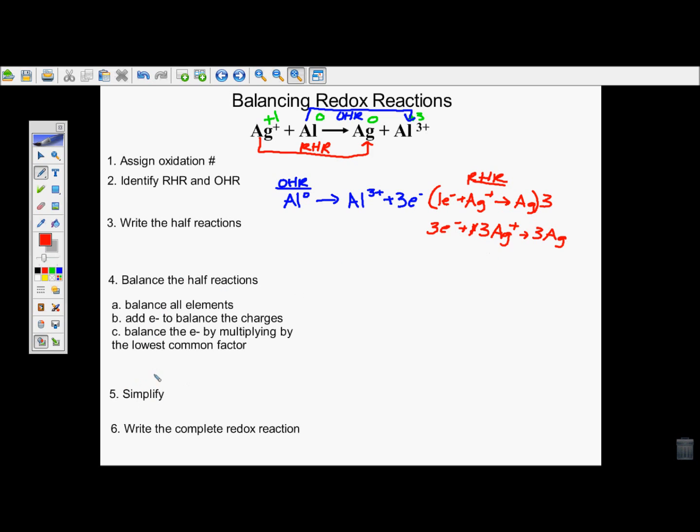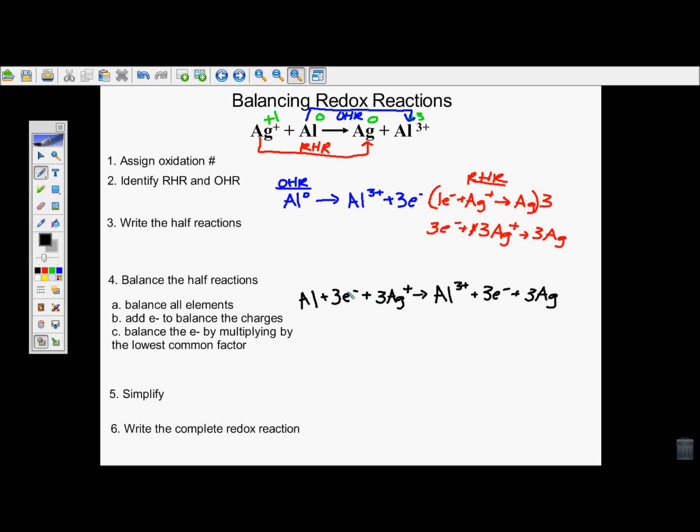So now we can go down to 5, and that is to simplify. So we're going to put everything together first before we simplify. Our only reactant on this side is elemental aluminum, so Al, plus the reactants over here, 3 electrons plus 3 silver ions, yields our products, aluminum ion. Remember, with ions you must write the charges, plus 3 electrons plus 3 silver atoms.